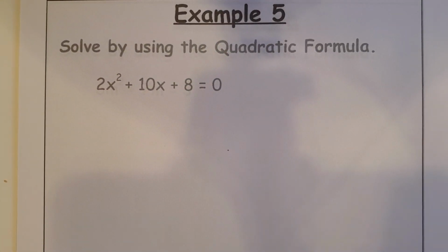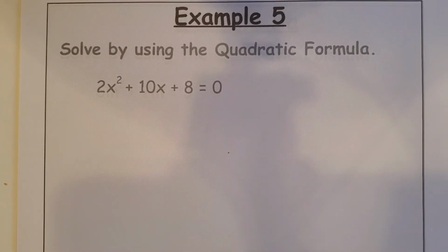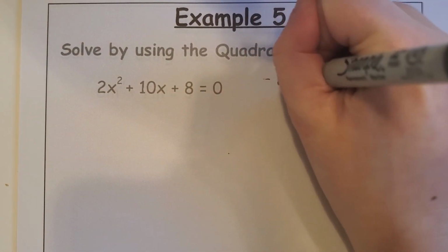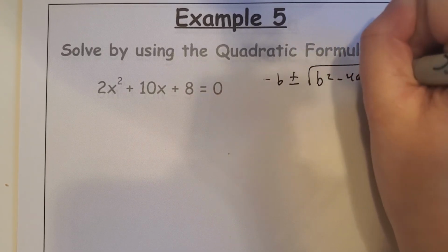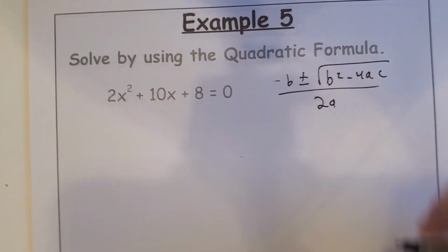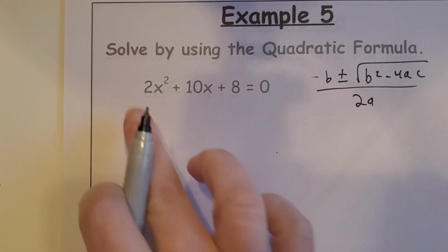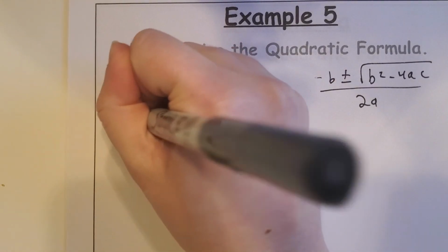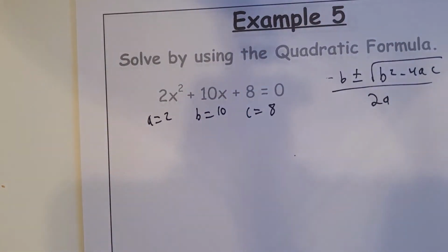Quadratic formula. So with quadratic formula, we want everything all over to one side and having it equal 0. All right? Because the quadratic formula, if you don't remember, is negative b plus or minus the square root of b squared minus 4ac all over 2a. So this is what tells us what our A, B, and C values are. It goes in order of your coefficients or your constants. A is 2, B is 10, and C is 8.